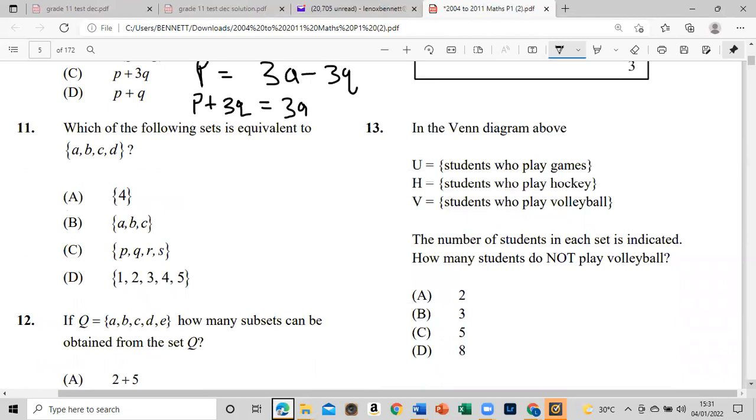All right, number 11, which of the following sets is equivalent to A, B, C, D? So this would be C, both of them have 4 elements.